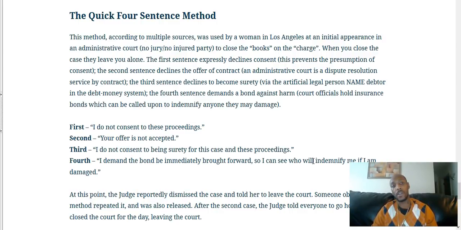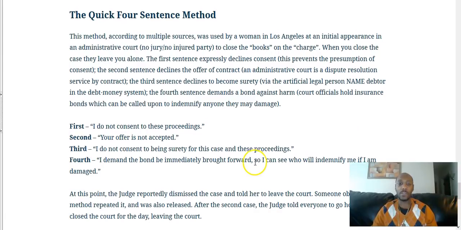So first, I do not consent to these proceedings. Second, your offer is not accepted. Third, I do not consent to being surety for this case and these proceedings. Fourth, I demand the bond be immediately brought forward so I can see who will indemnify me if I am damaged.